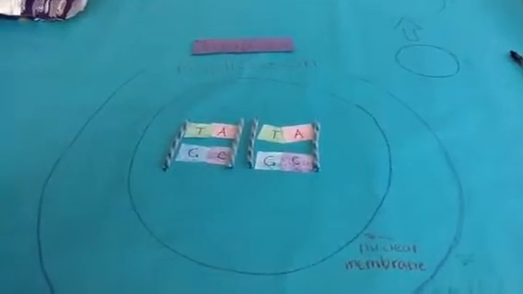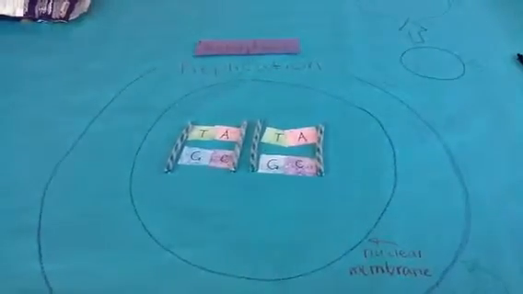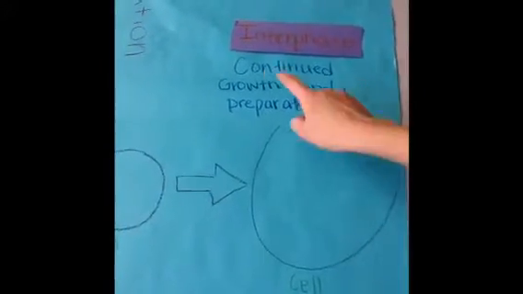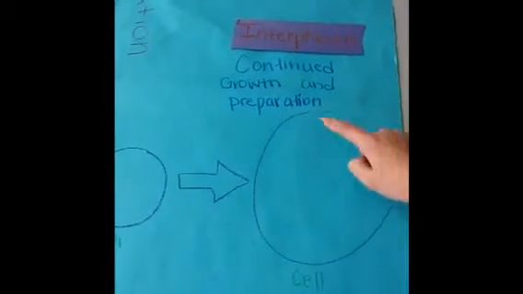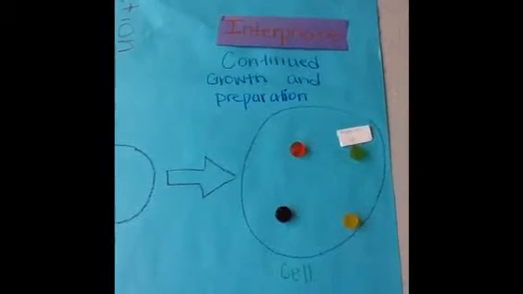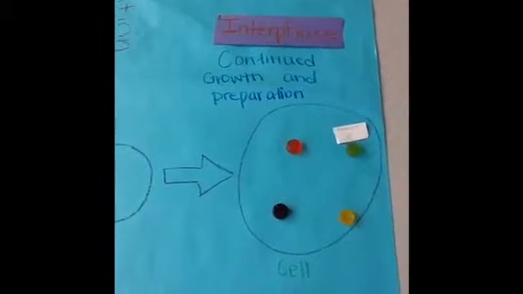This is important because when the cell splits, they will each need a copy of DNA, and the cells need to be identical. In the last stage of interphase, the cell continues to grow and prepare. It grows and continues to make proteins that will be used for the new cells formed in cytokinesis.